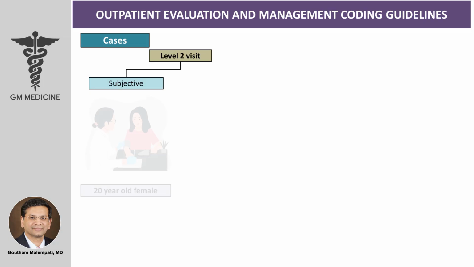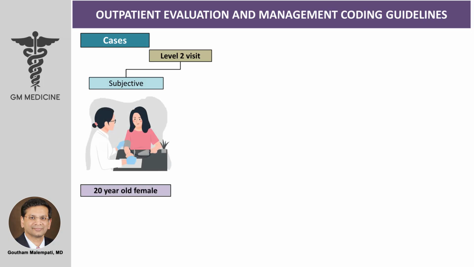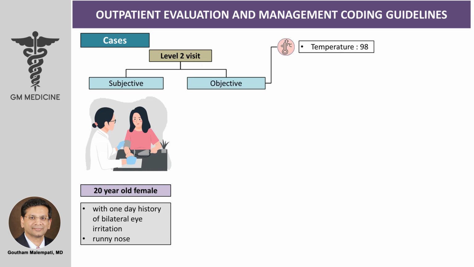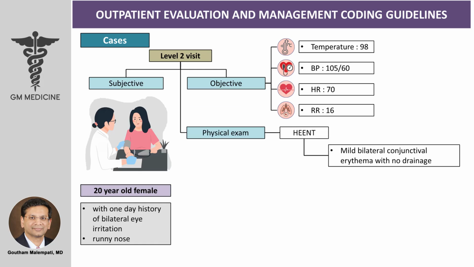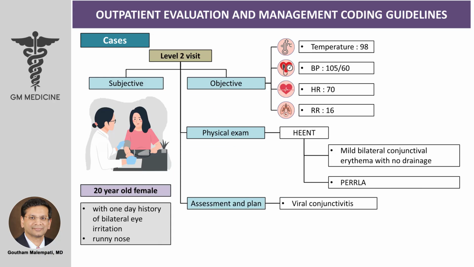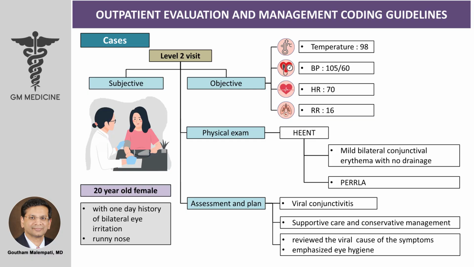Example. Subjective: a 20-year-old female who presents to the office with a 1-day history of bilateral eye irritation and runny nose. Objective: vitals, temperature 98, blood pressure 105/60, heart rate of 70, respiratory rate of 16. Physical exam, HEENT: mild bilateral conjunctival erythema with no drainage. Pupils are equally round and reactive to light. Assessment and plan: viral conjunctivitis. Supportive care and conservative management. Reviewed the viral cause of the symptoms and emphasized eye hygiene with the patient.